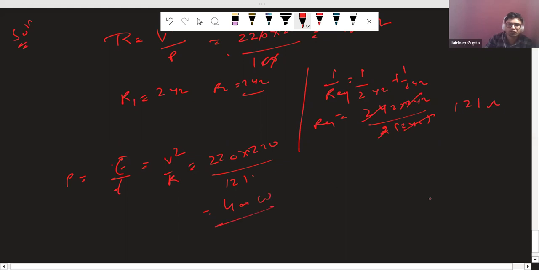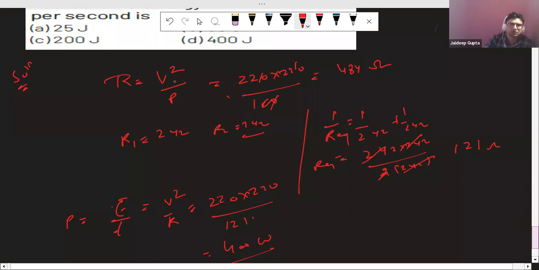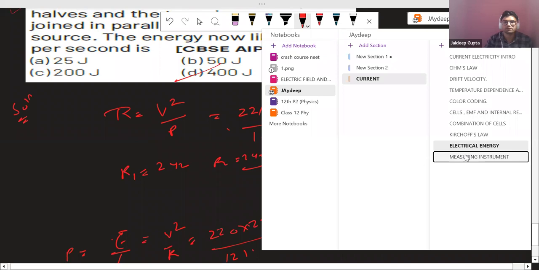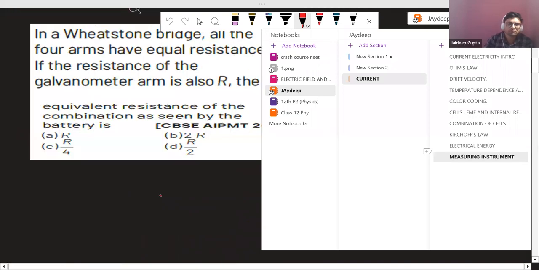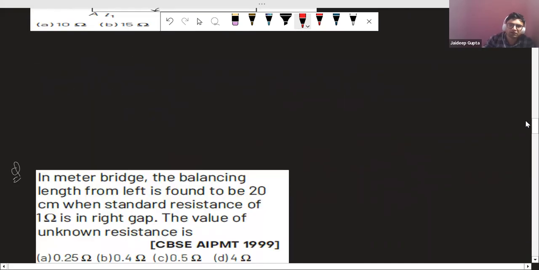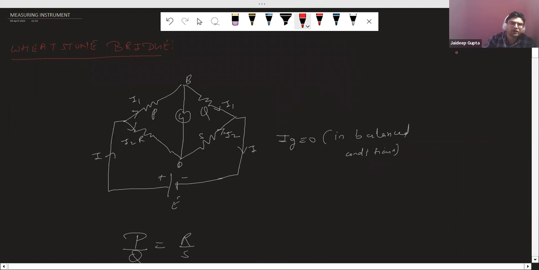Four hundred. That's it. Fourth is the answer. Now next is measuring instrument. Very important topic. Now Wheatstone bridge.